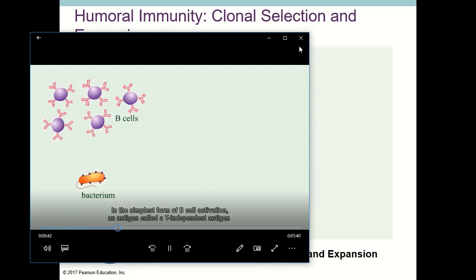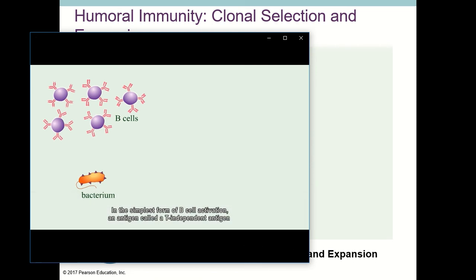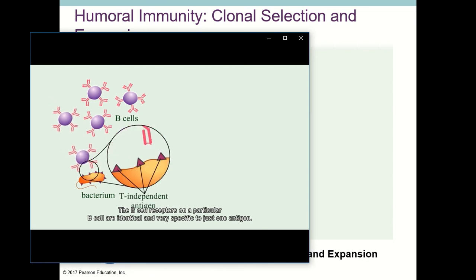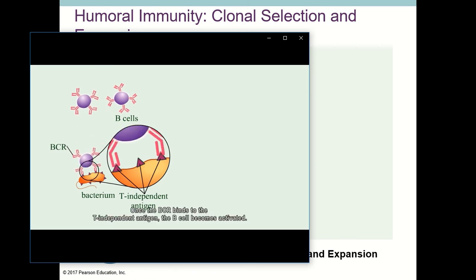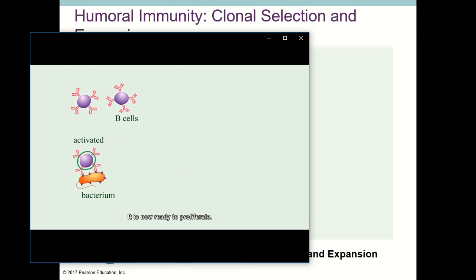In the simplest form of B cell activation, an antigen called a T-independent antigen enters the lymphatic tissue and binds to a B-cell receptor, or BCR, on the surface of the B-cell. The B-cell receptors on a particular B-cell are identical and very specific to just one antigen. Once the BCR binds to the T-independent antigen, the B-cell becomes activated. It's now ready to proliferate.